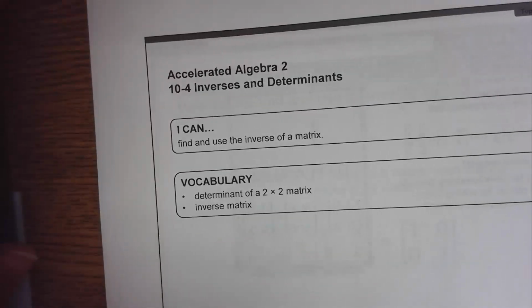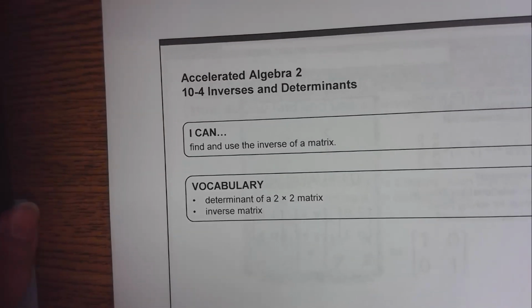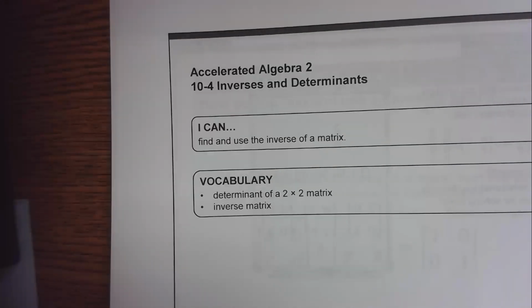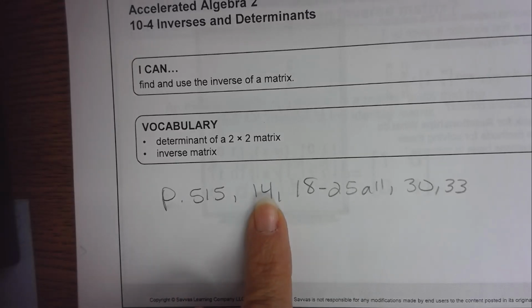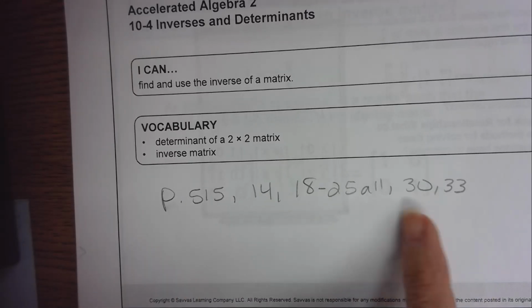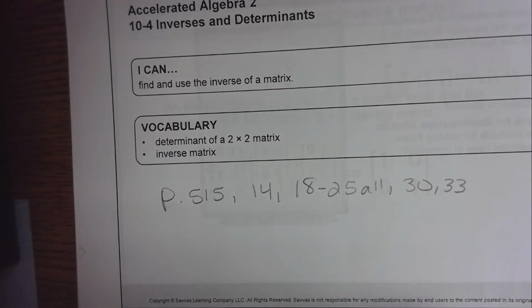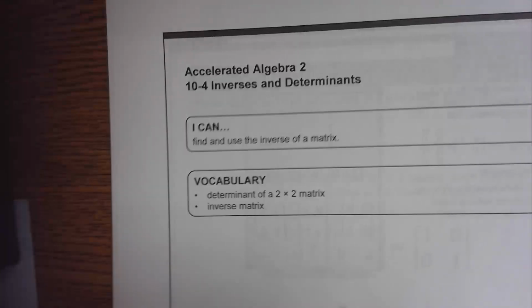Everybody. Alright, here is what you need to do for today. So, 10-4, inverses and determinants of a matrix. And then your homework, I'm going to give you the homework right now. Page 515, number 14, 18 through 25, all 30 and 33. And I'll try to make this as simple and quick as I can. We're going to skip explore and reason.